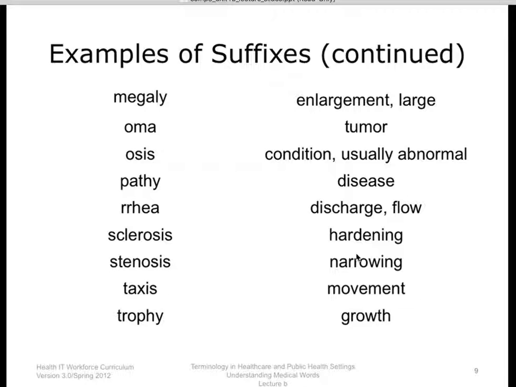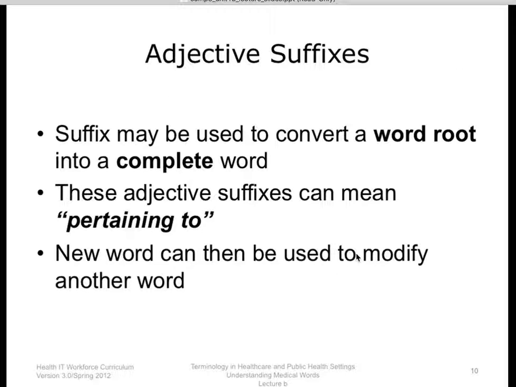Oma means tumor. Osis means condition, usually an abnormal condition. Pathy means disease. Rhea means discharge or flow. Sclerosis means hardening. Stenosis means narrowing. Taxis means movement, and that's taxis, not taxis, taxis. Trophy is growth.